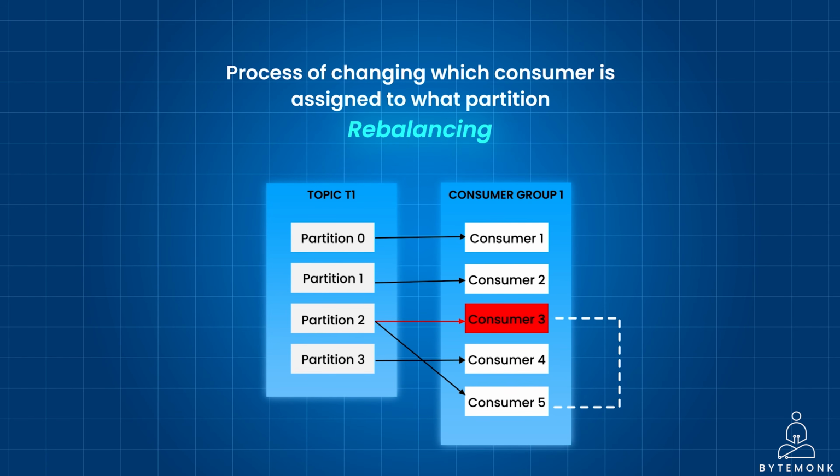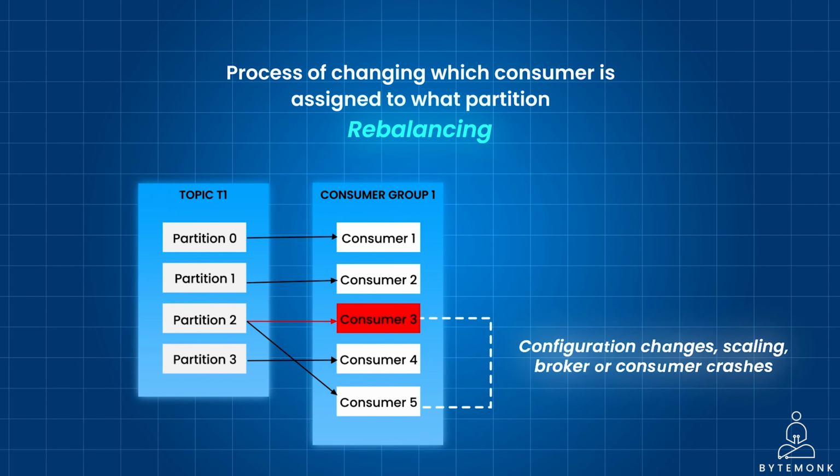Rebalances are a normal part of Apache Kafka operations and will occur during configuration changes, scaling, or if a broker or consumer crashes. Generally, you want to avoid rebalances if you care about real-time consumption of messages, as some messages cannot be read during a rebalance, which results in loss of availability.